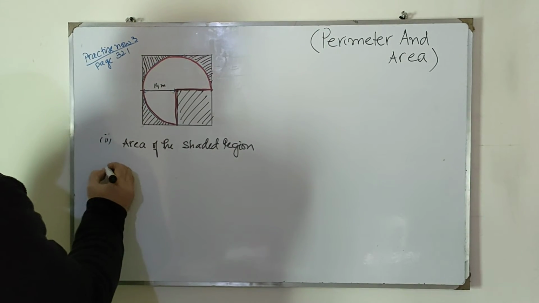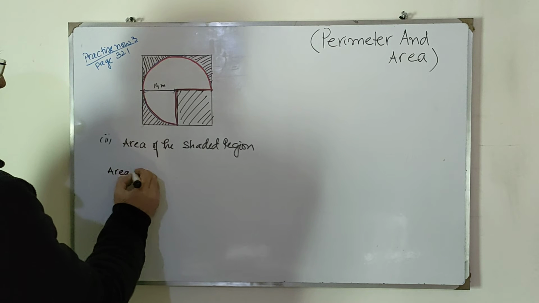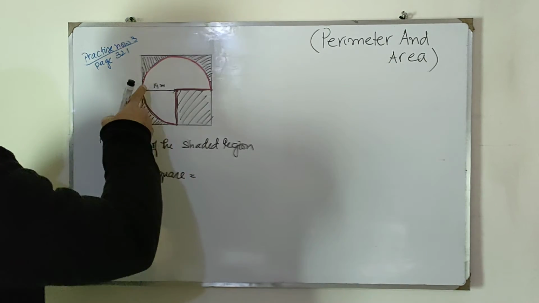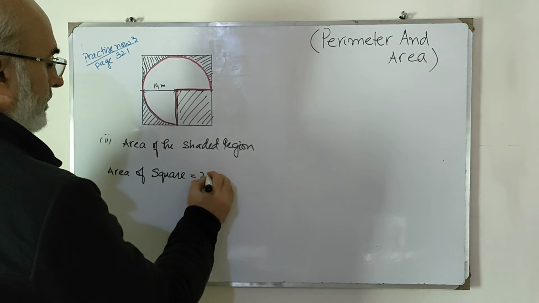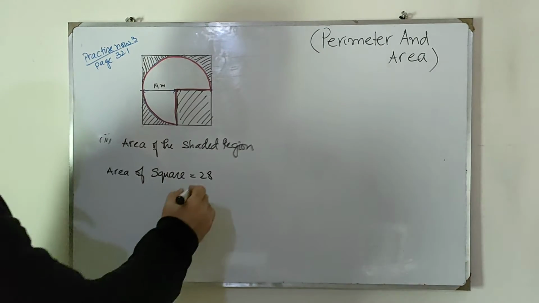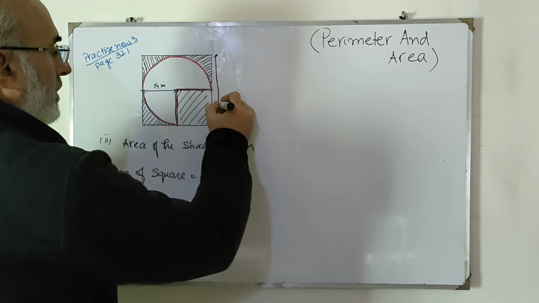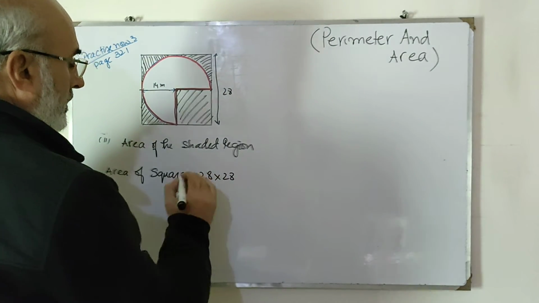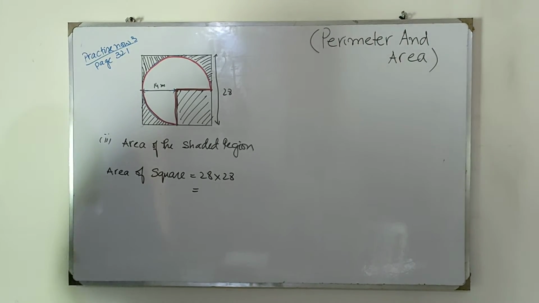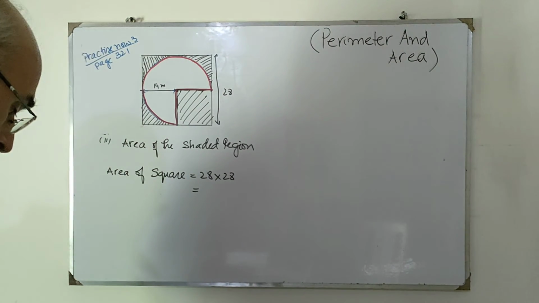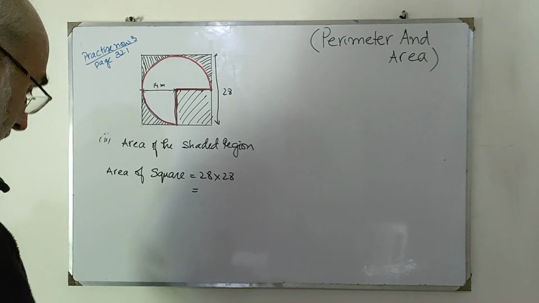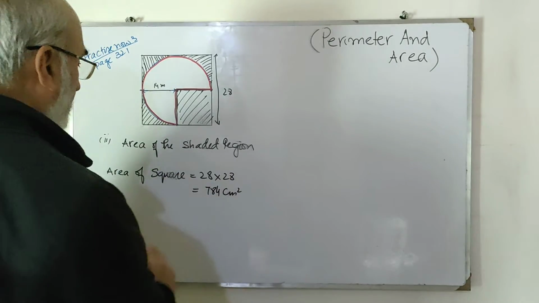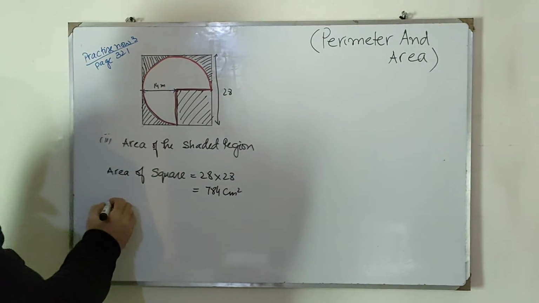So, first thing, area of square, which is 14 plus 14 is 28, into this thing, that means 28. So 28 into 28 is equal to 784 centimeter square.